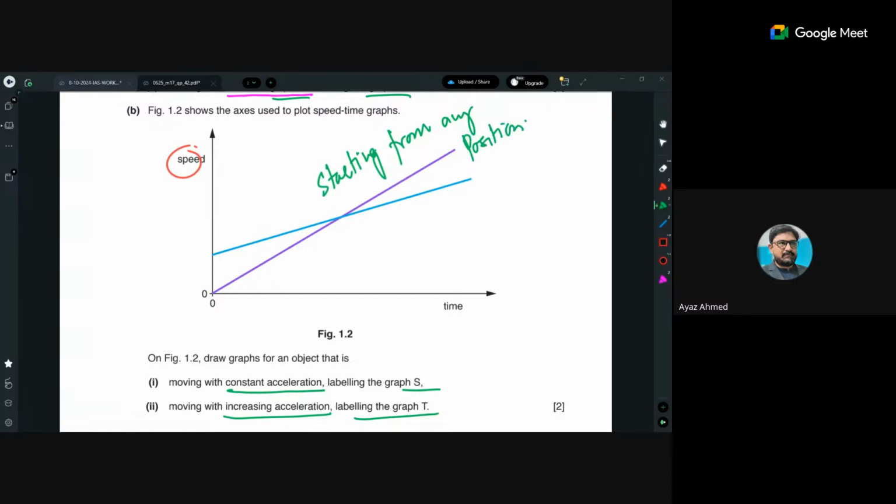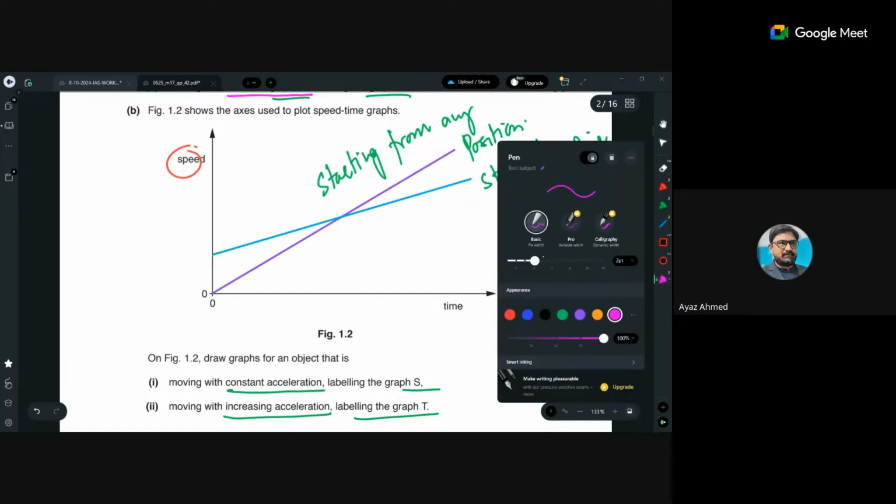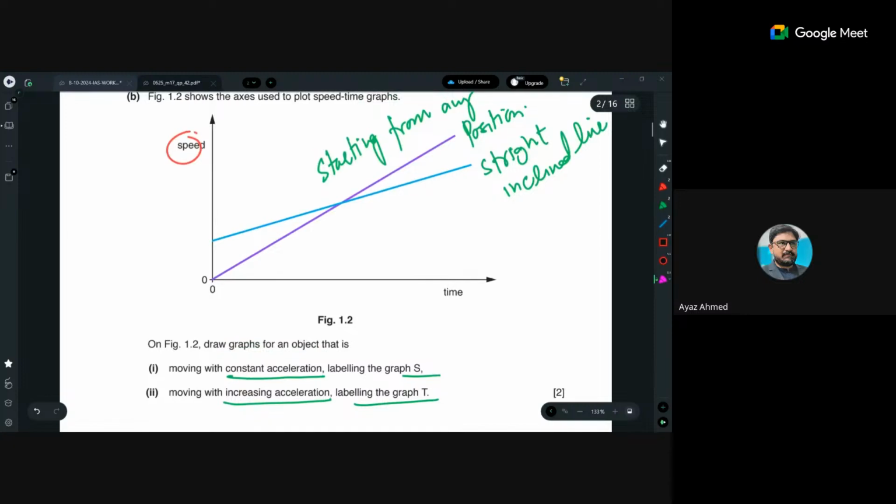One thing, a straight inclined line, not straight parallel. So what is the difference between the line of increasing acceleration and constant acceleration? Why are you in a hurry in advance? I will explain it. I explained constant acceleration just now. Yes, I will be coming to that one as well.